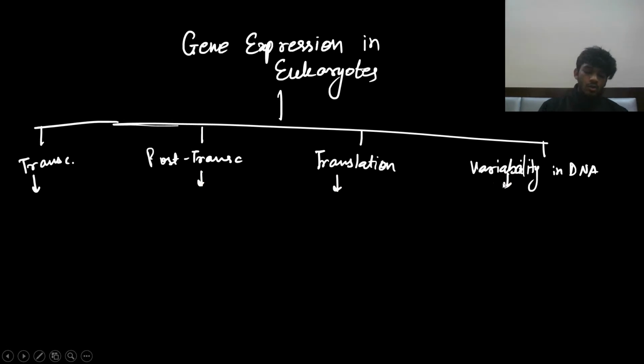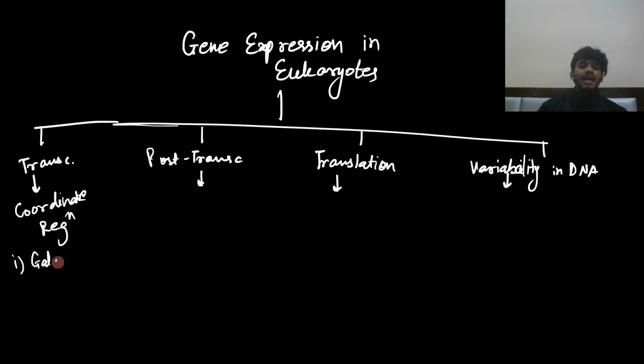Okay. So see here, first thing that you will write here, is there any other feedback? You will write here coordinate regulation. Then you will mention here galactose circuit, and you will write about hormone response elements. Okay, that much is done.